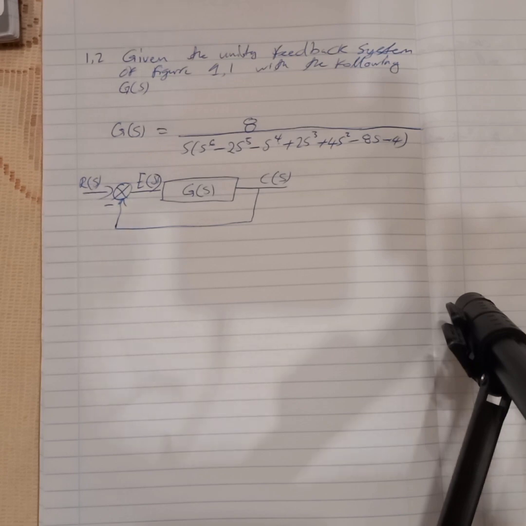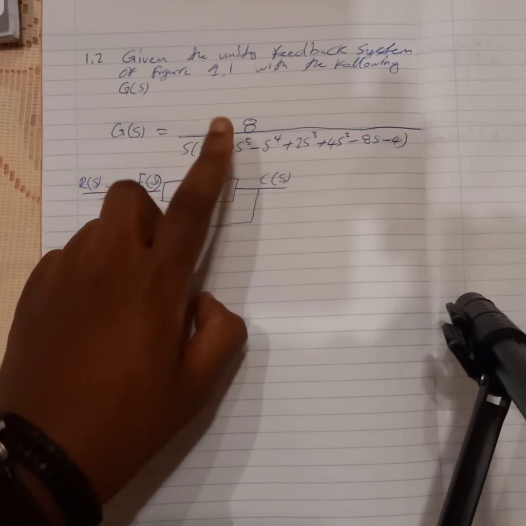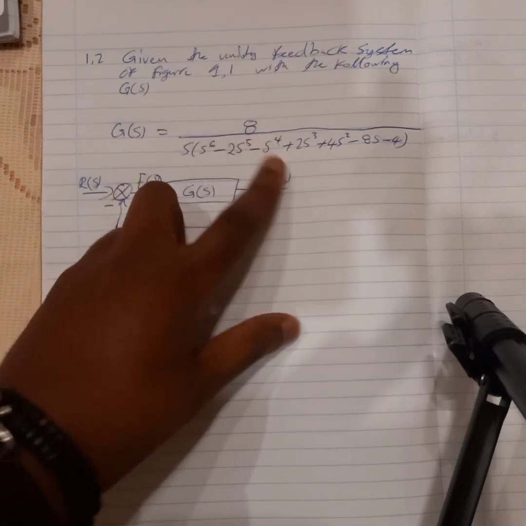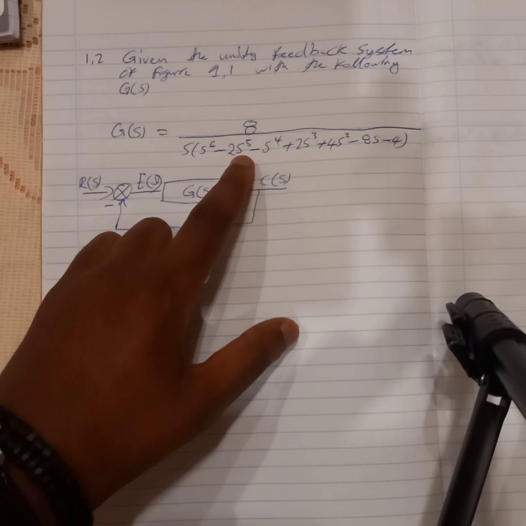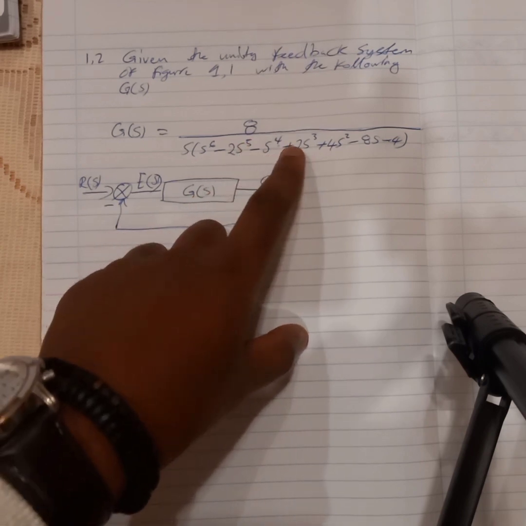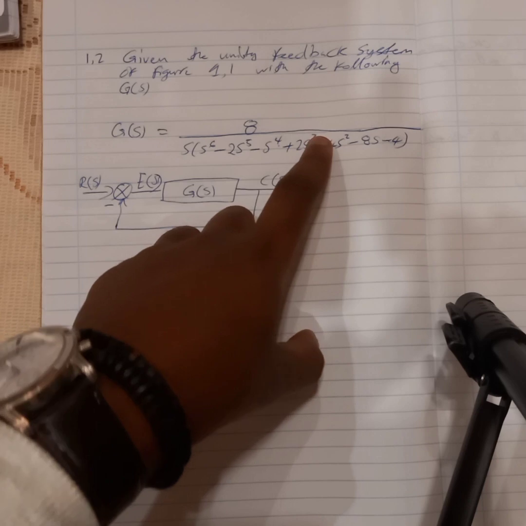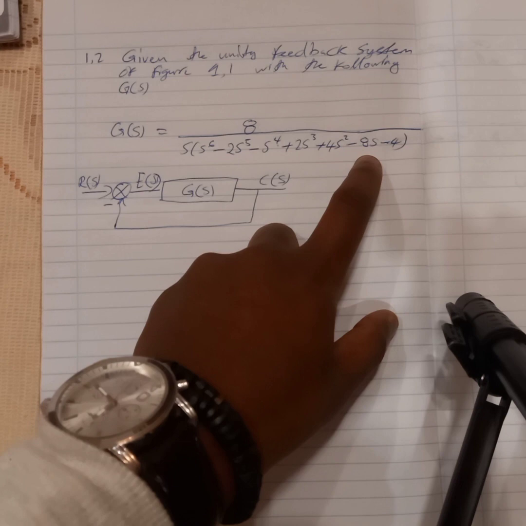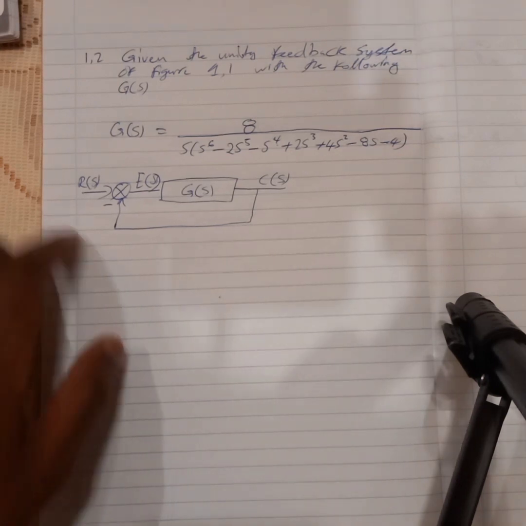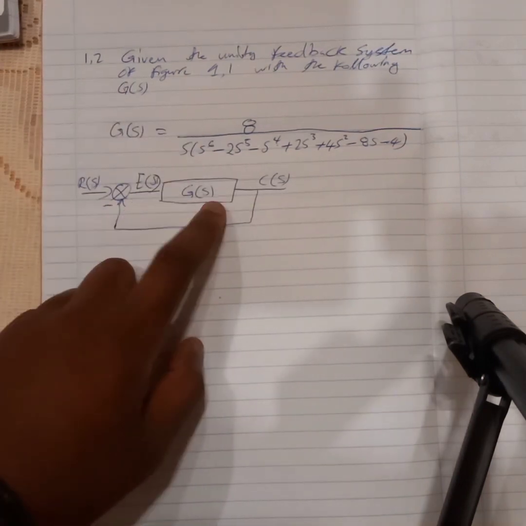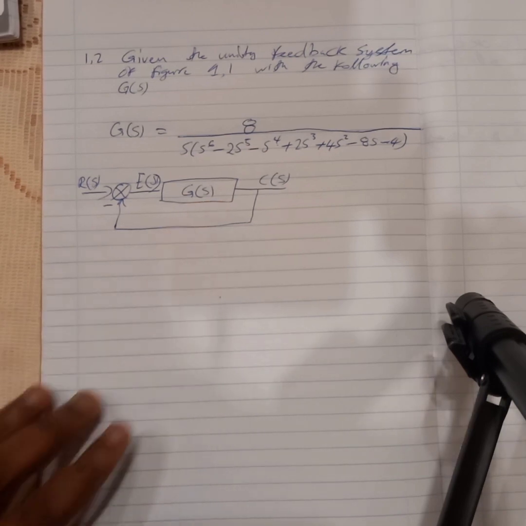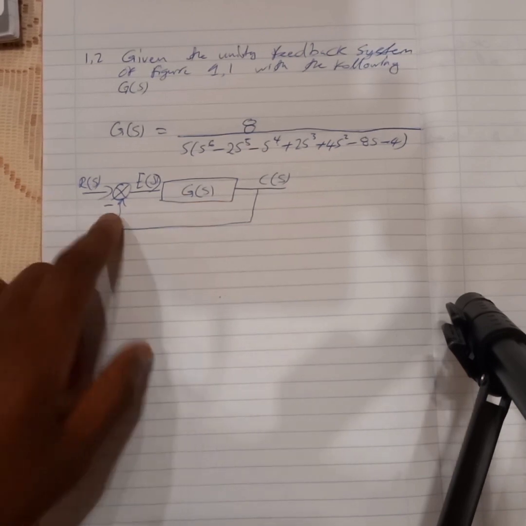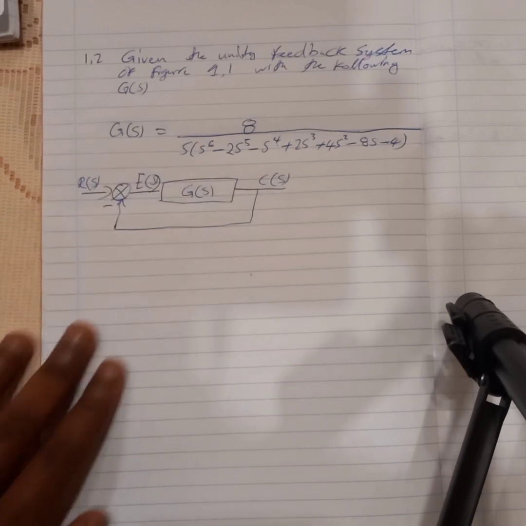The question says, given the unit feedback system of figure 1.1 with the following G(s), our G(s) is equal to 8 all over s into s to the power 6 minus 2s to the power 5 minus s to the power 4 plus 2s to the power 3 plus 4s squared minus 8s minus 4. We are given this closed loop system. This is our G(s). This is the plant.